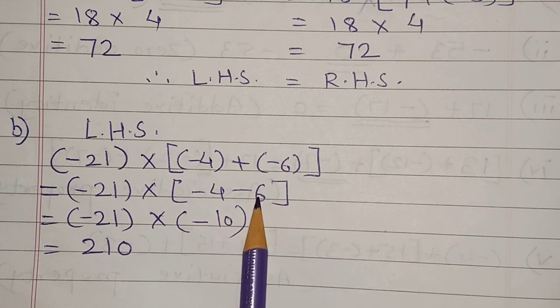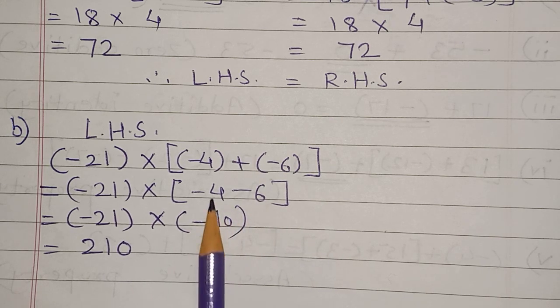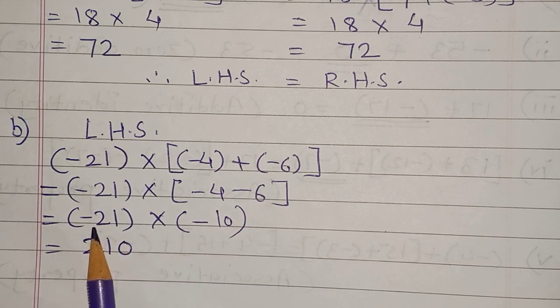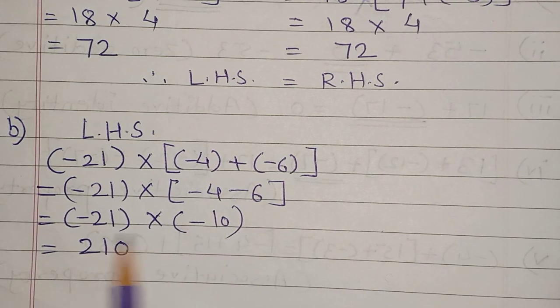Minus 4 minus 6 gives the answer minus 10. Since both the numbers are negative, we have to add them and the sign will be negative. Now minus 21 into minus 10 gives the answer 210. Since both the numbers are negative, the answer will be positive.